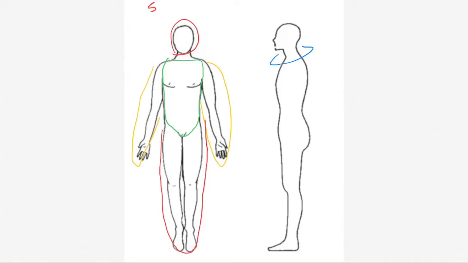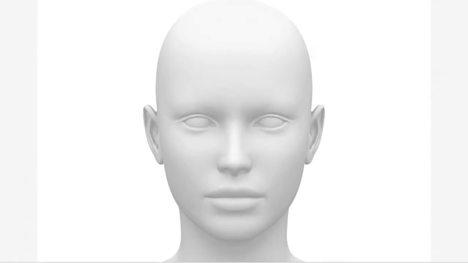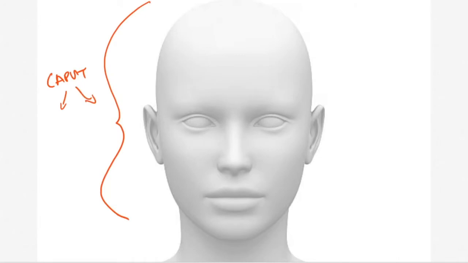But within them, there are several smaller regions that we need to learn. So to start us off, let's go ahead and begin with the head. Now, like I mentioned earlier, we need to learn the Latin names for all the regions. So head in Latin is caput. And the caput can be broken down into two different regions. Okay? The first one is going to be the cranium.